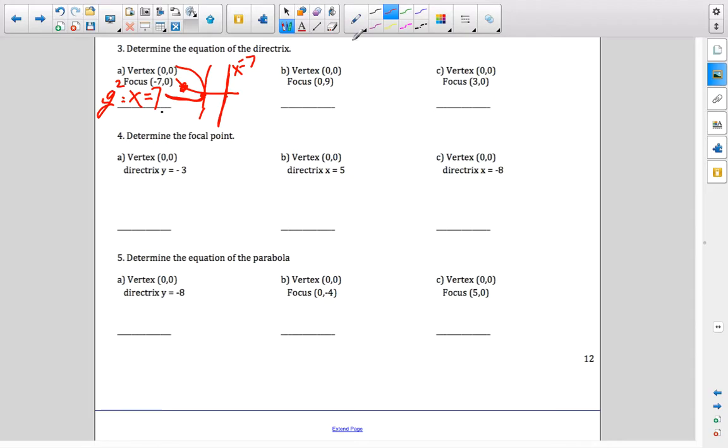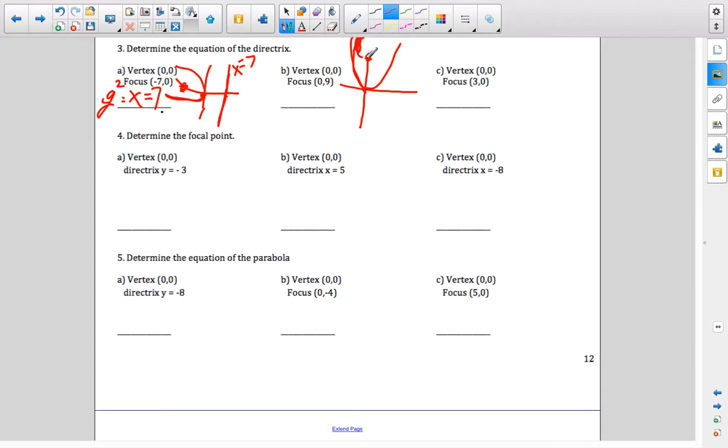Okay, let's try over here. We have a vertex at 0, 0, and we have a focus at 0, 9. So let's just take a minute to look at where that focus is. We know our vertex is here, and if we don't go either way, 0, 0, but we do go up 9, we're going to have a focus way up here. So that means our parabola is going to go that way.